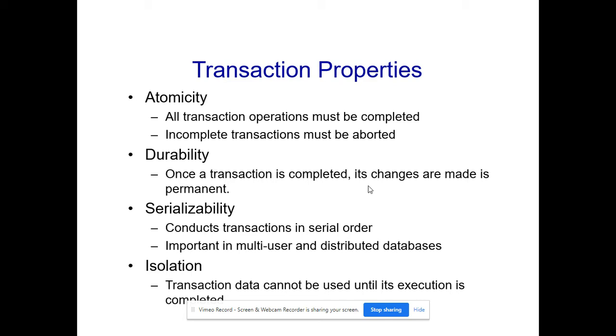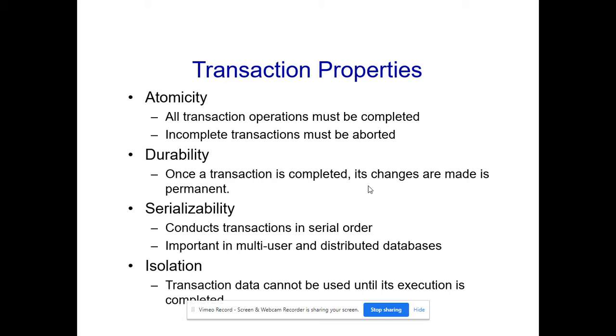Then there is durability. Once a transaction is completed, its changes are made permanent. That's durability. Then we have serializability. It conducts transactions in serial order. That is just transactions in a sequential order, in a progressive way, in whichever way you would want to put it. This is important in multi-user and distributed databases. We're going to have an example on the next part of my presentation. We'll talk about that later.